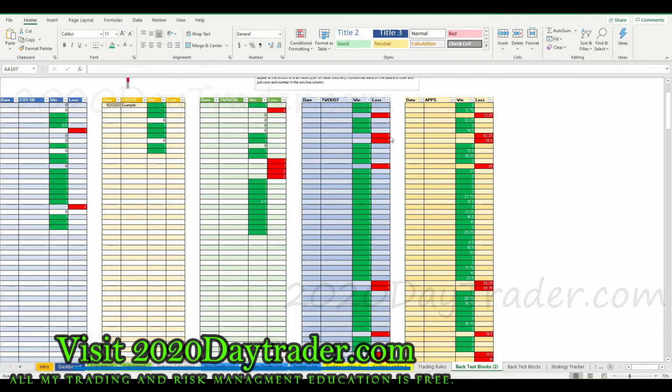Okay, so let's look at these numbers. Forget about all this stuff over here; this is other tickers I'm playing with. Right here, this is in my trade log. Again, there's a link in the description, you can come over and check it out. It has my trade log with risk management tools and things like that in it. So this is on my back test blocks.